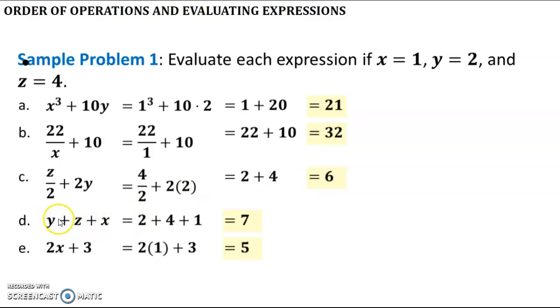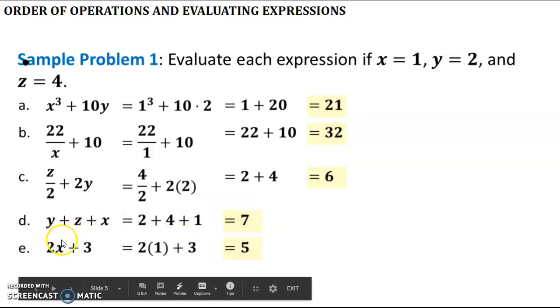And then for d, y is 2, z is 4, x is 1. So you're putting 2 plus 4 plus 1 equals 7. And then for e, you're going to put 1 in for x. So 2 times 1 is 2, plus 3 equals 5.